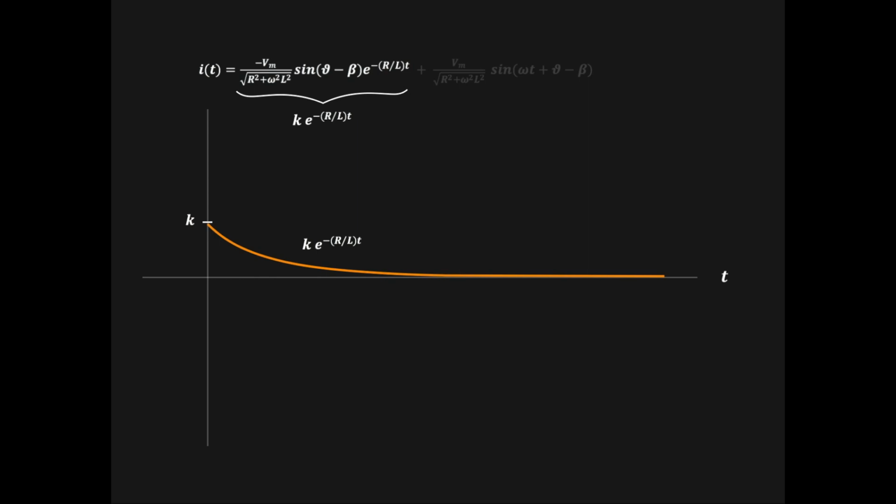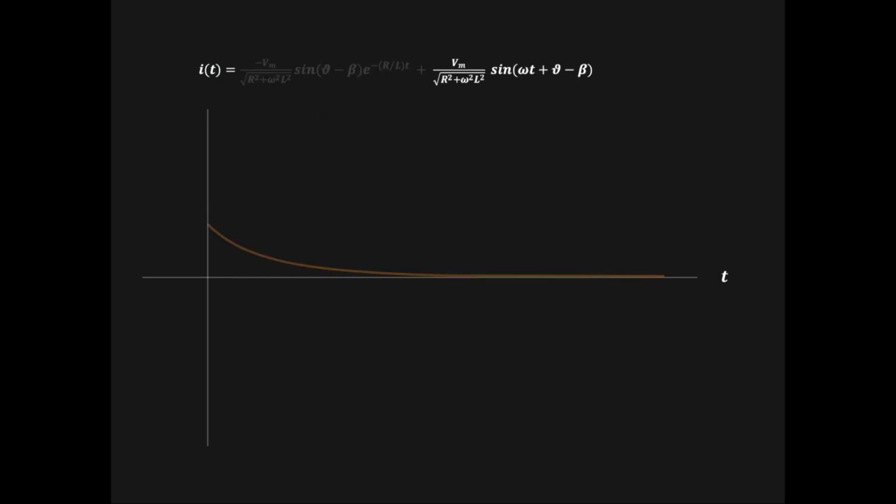This term is referred to as the transient component because it is temporal in nature. It approaches 0 as time elapses and therefore is irrelevant to the system response after a very short period of time. Next is the second term.